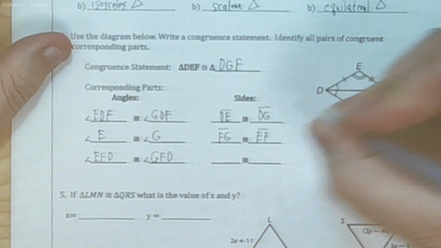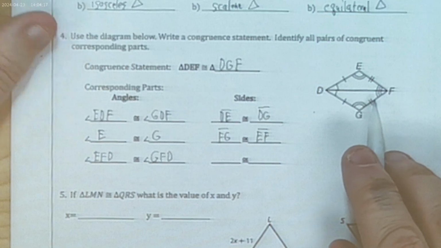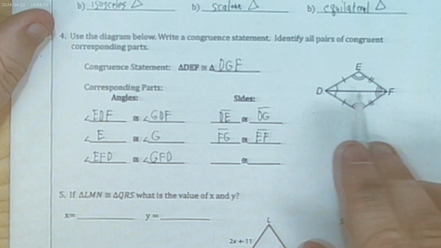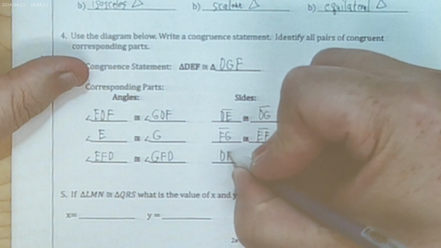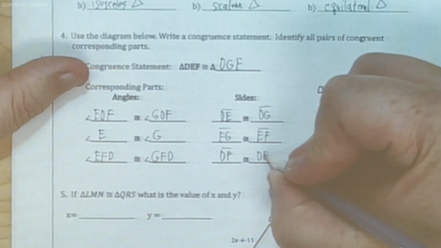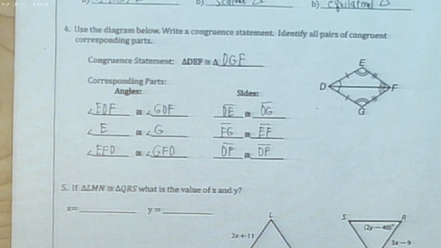And then finally, even though it is, again, a trivial statement, DF is going to be equal to DF. All right.